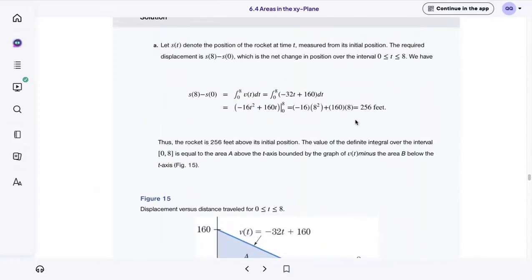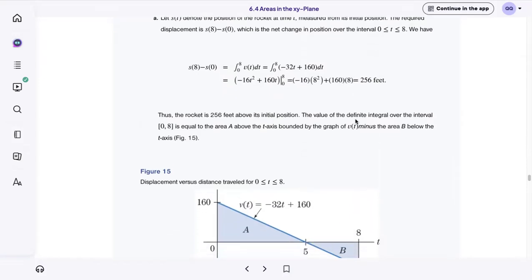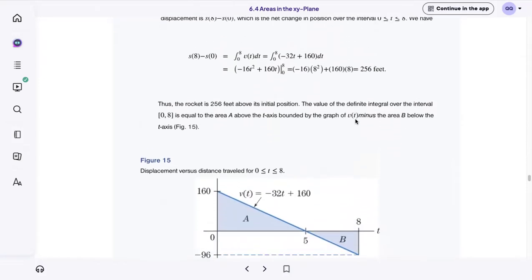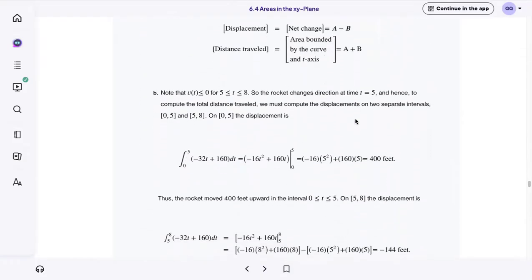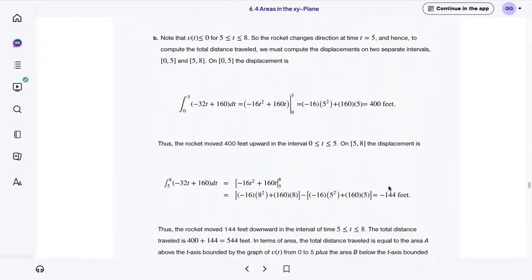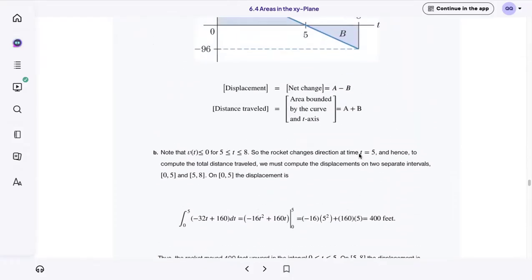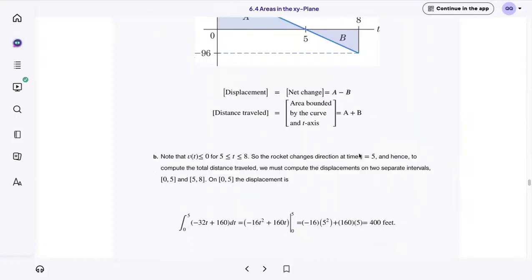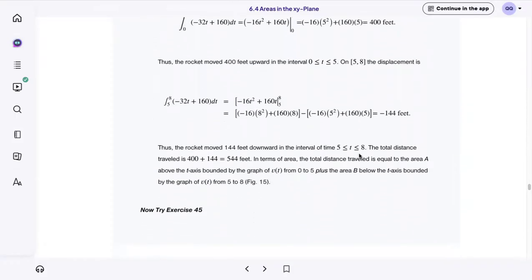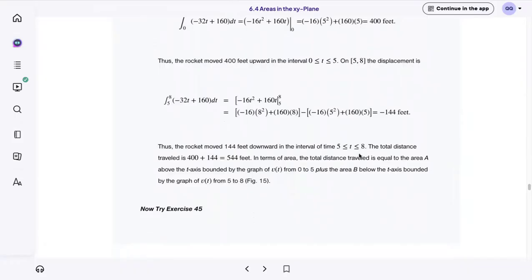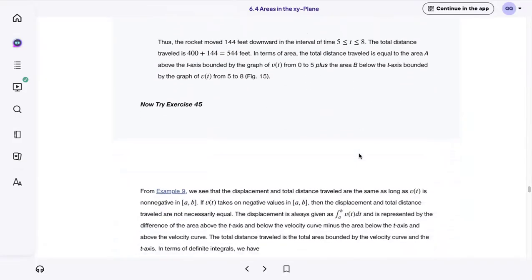And here you see we subtract, right? Because the first, from 0 to 5, is positive, and from 5 to 8 is negative. So for the first one, the position, right? The position is 400 minus 144. So I have 256. Okay, this is the difference. The first one is asking for the position. The second one is asking for the total distance traveled.